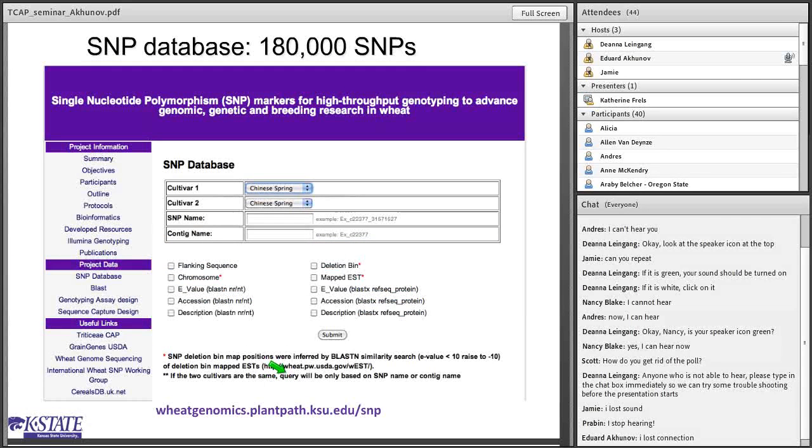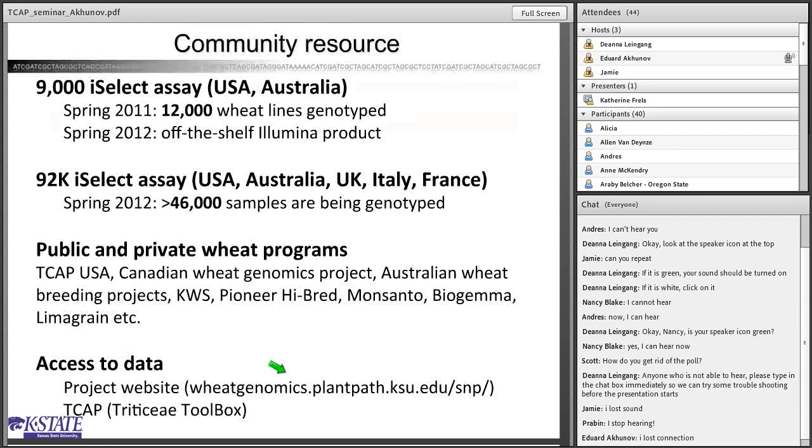All the data that was discovered was placed into the SNP database. This is our USDA project SNP database, and you may go there and check what the SNPs are, and you may even perform a BLAST and find your favorite gene. In the end, this data was used to design iSelect SNP genotyping assays, and last year we finished designing a 9,000 iSelect genotyping assay, and today I'll be talking about the results that were obtained using this assay.